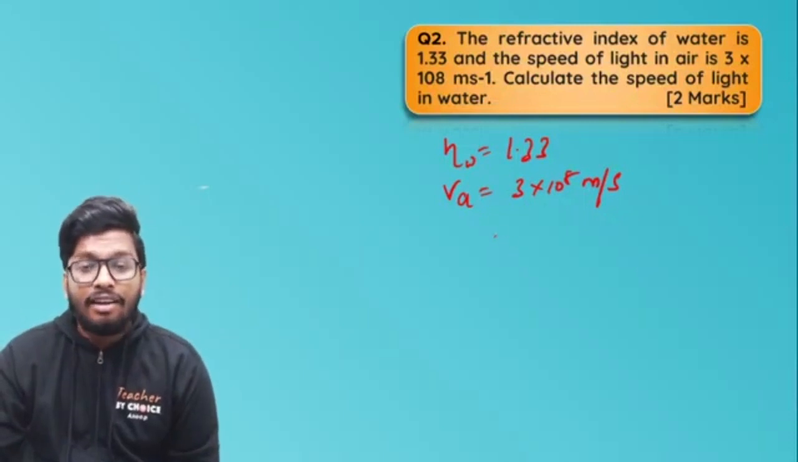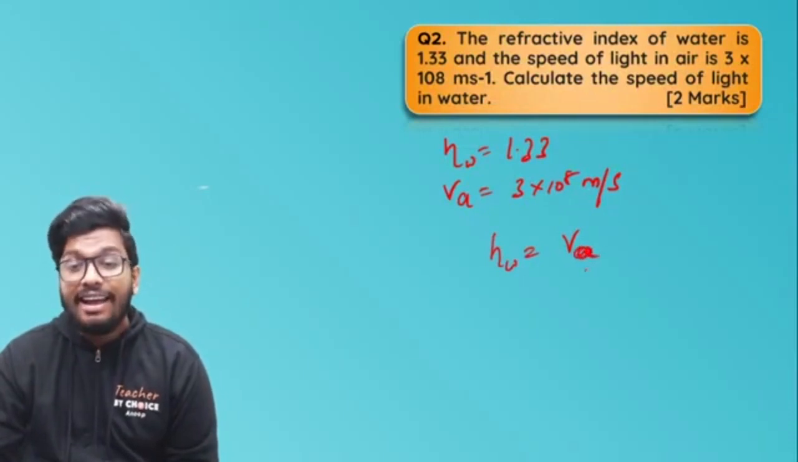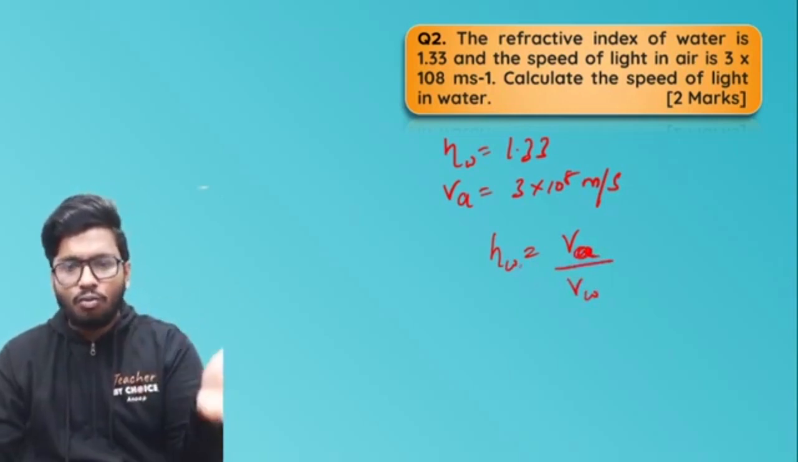What's the formula? The refractive index of water is equal to the speed of light in air divided by the speed of light in water. That is the refractive index of water with respect to air.